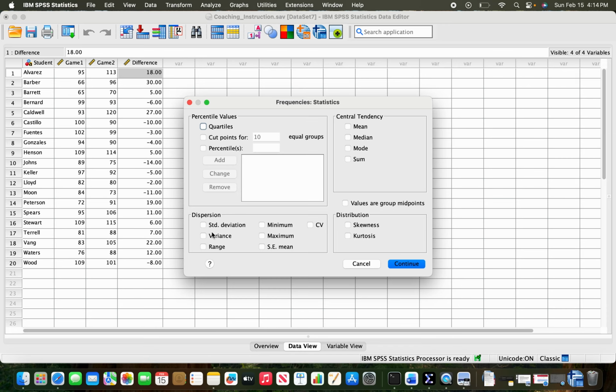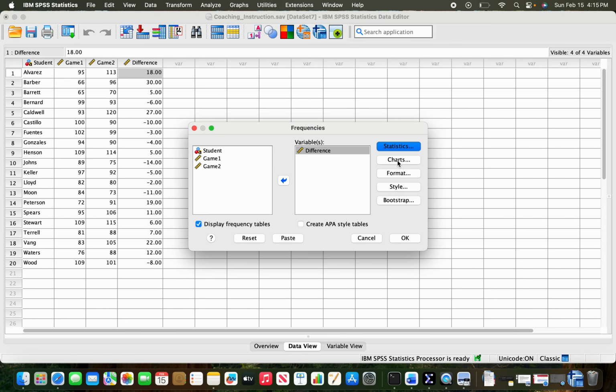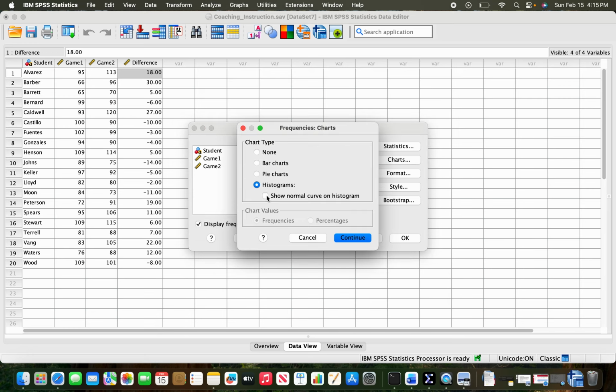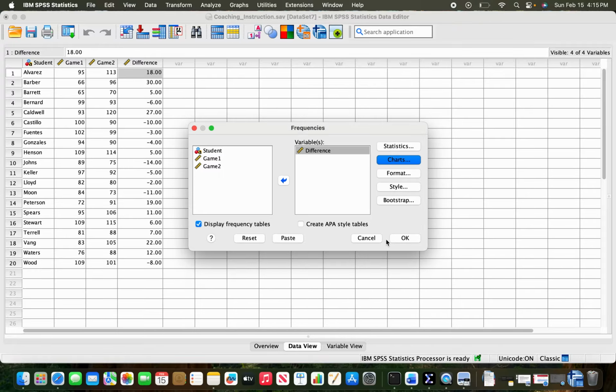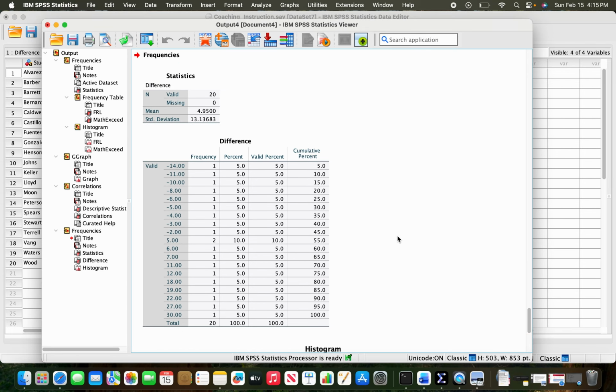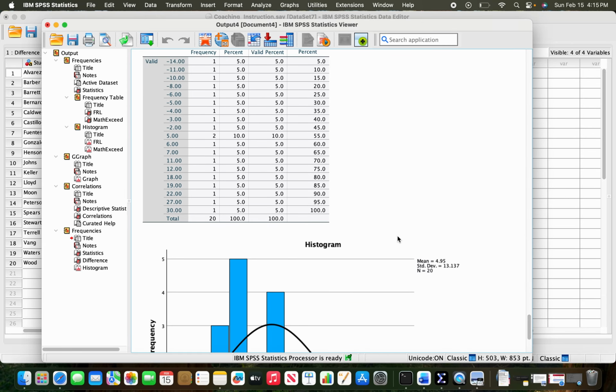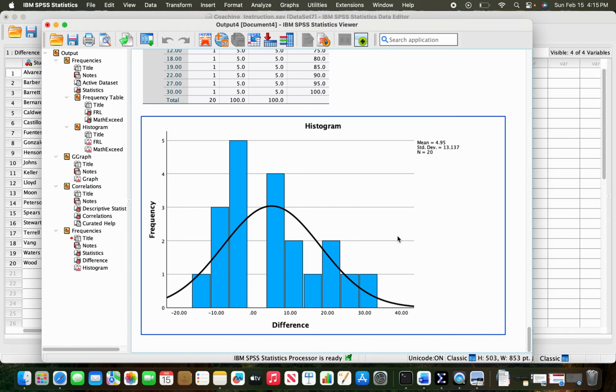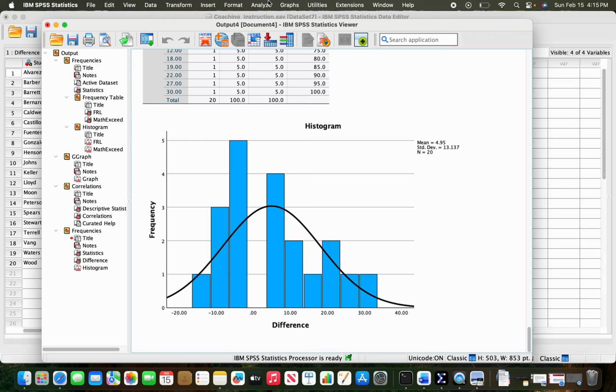No, that's not it. Actually, I do want that. I do want the mean. And then I want to do a chart. I want to do a histogram and then show normal distribution. Continue and then say okay. So we're seeing that the mean is 4.95. That's the difference. And then there's a standard deviation of 13.13. We're looking at the histogram. It looks pretty normal. Yes, there's some blips in there, but it looks pretty normal. So I'm going to proceed.